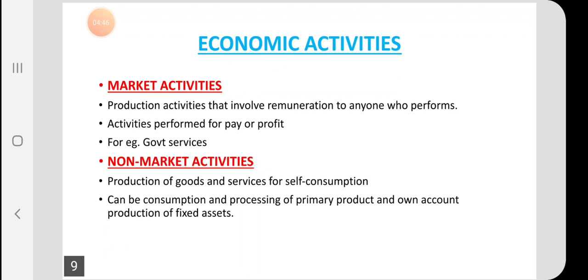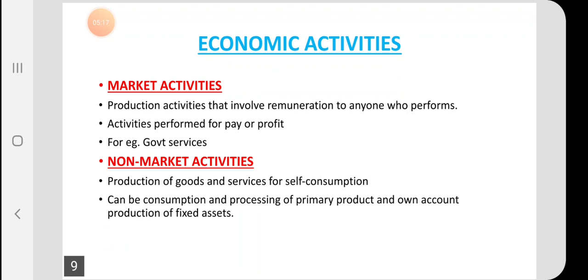So what are market activities? These are production activities which involve remuneration to anyone who performs them, or in simple words, activities performed for payment or profit. For example, government services, services provided by shopkeepers. Shopkeeper sells goods for what purpose? For earning profit. So it is a market activity.